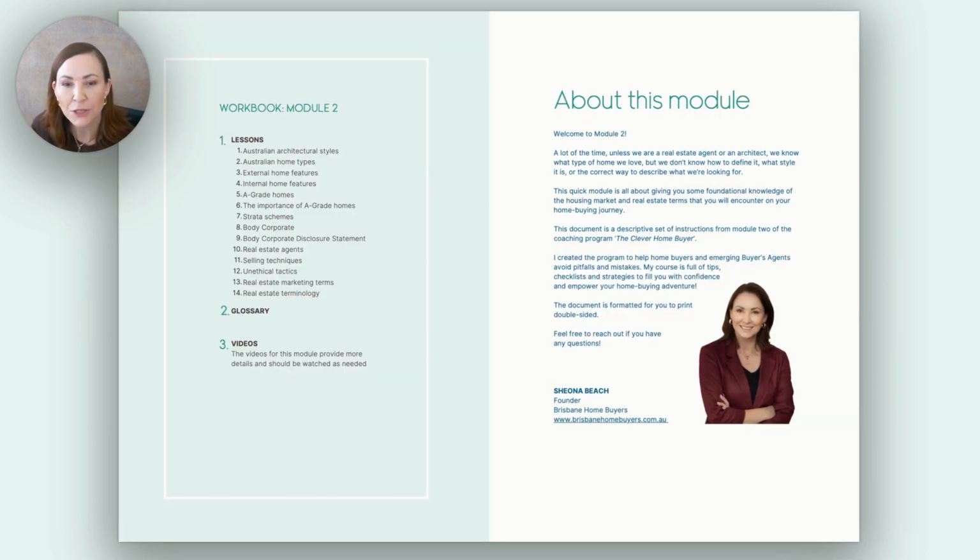So I'll just take you through the workbook. There's the table of contents at the beginning. Really we're talking about different architectural styles available in Australia and consequently different home types. You might have heard something described as a Victorian terrace, or a villa, or a duplex, so we need to talk about what those terms are so that you have a comprehension of them. A good buyer's agent or good buyer knows what they're talking about when they describe those.